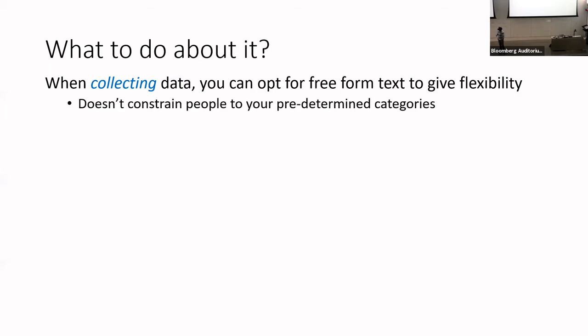You might be tempted, with the intuition that discrete categories or numeric things have more trouble with this than free-form text, to opt for free-form text when you collect data, and let people put in whatever they want, as opposed to giving them discrete categories. Which is great in that it doesn't constrain people to the predetermined categories that you pulled out of wherever you pull things out of.